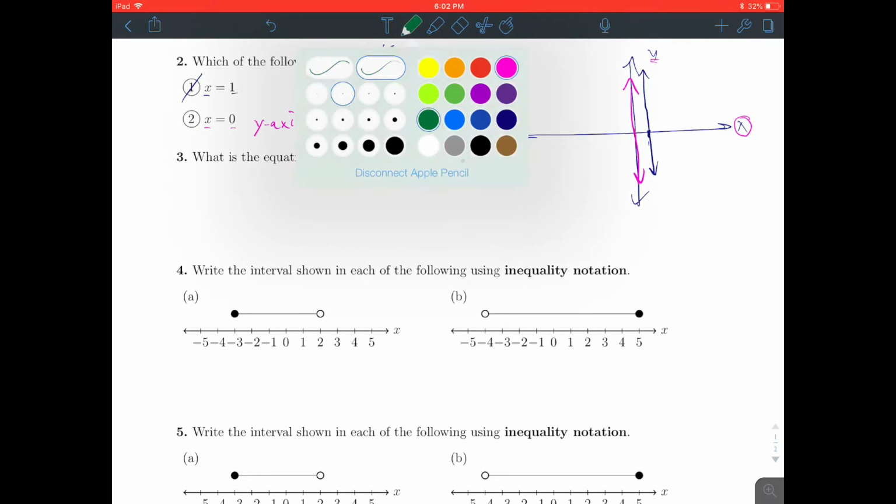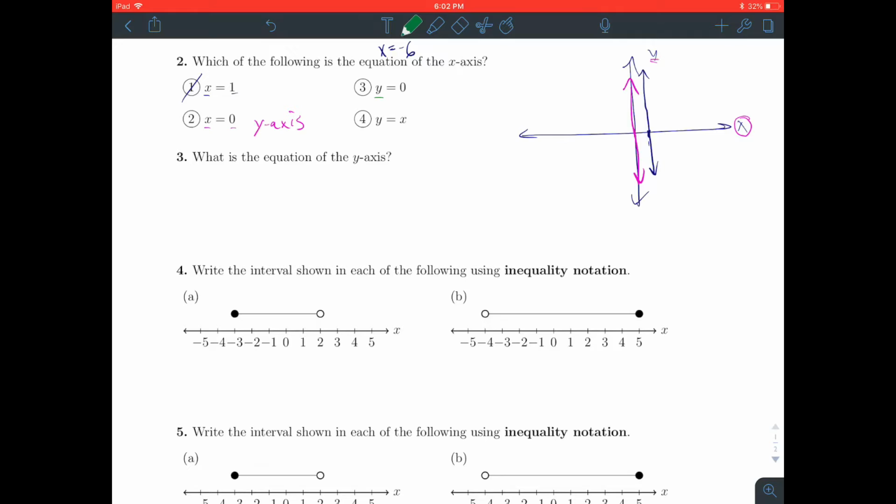And then we've got y equals 0. So on the y-axis, we go to 0, and we draw the line crossing the y-axis at 0. And that is the exact same line as the x-axis. So this is it.